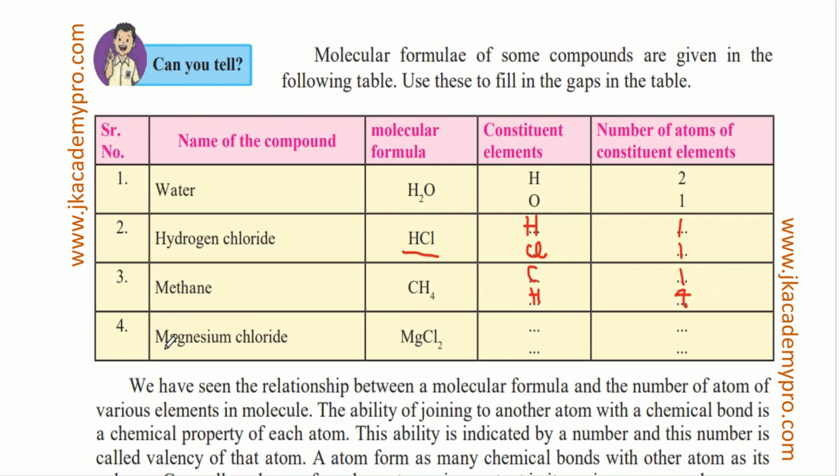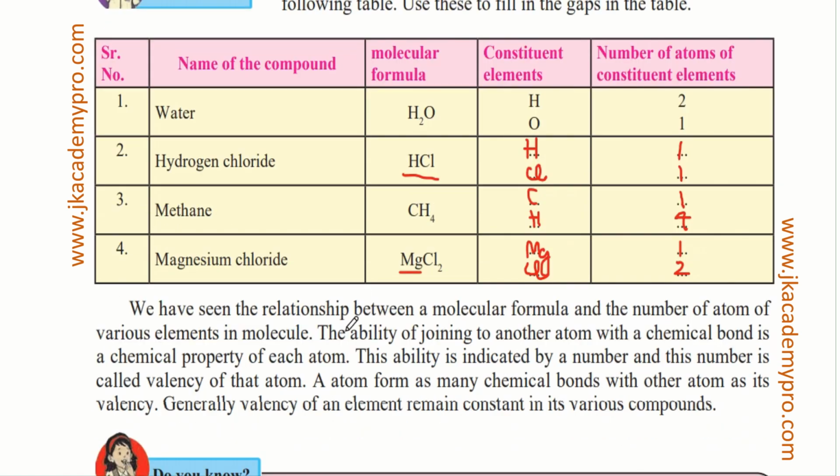The last example is magnesium chloride. It has a molecular formula of MgCl2. So the constituent elements are Mg and Cl. Whenever there is a small letter, it tells us that it is part of this and together Mg becomes magnesium. Similarly, C and this is a small l. Therefore, Cl tells us that it is chlorine. Mg is just 1. So, there is 1 atom of magnesium and 2 atoms of chlorine.